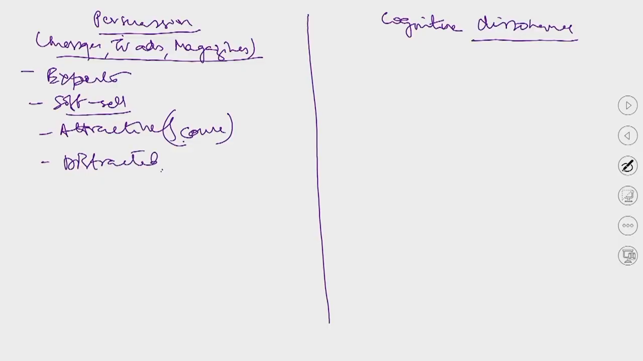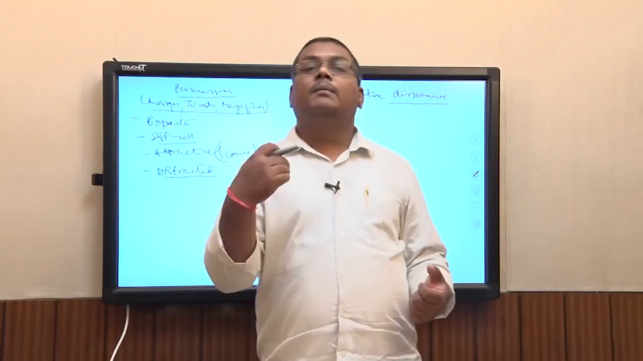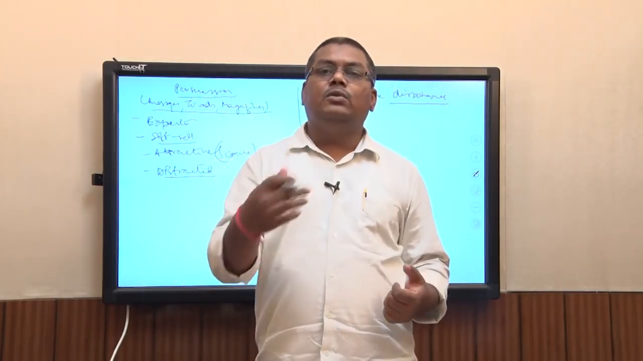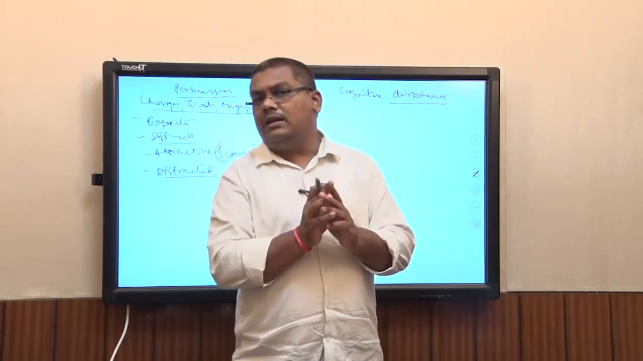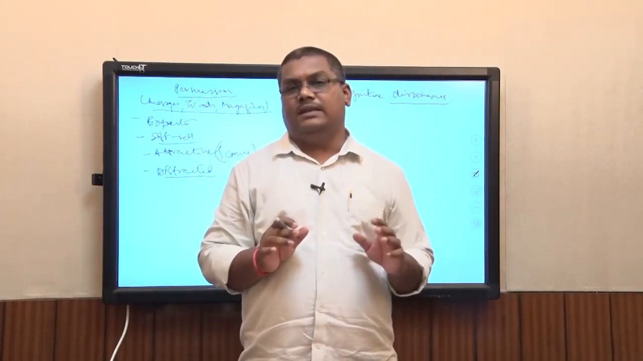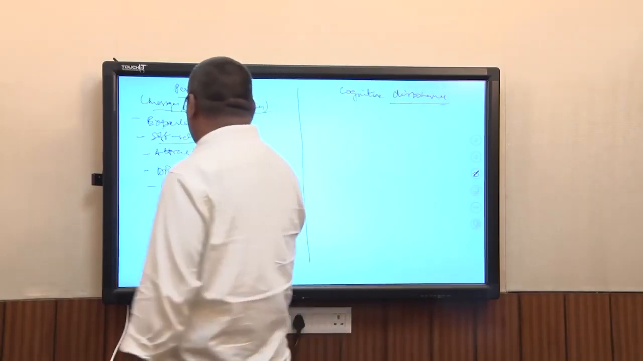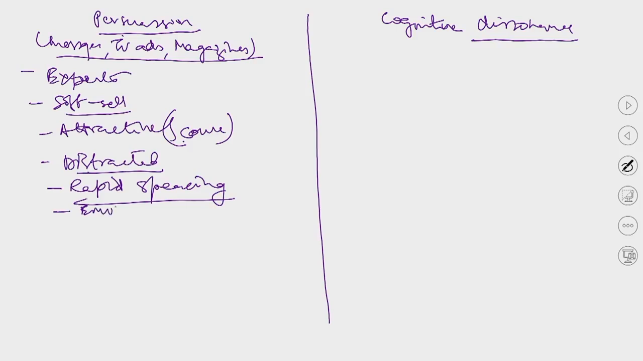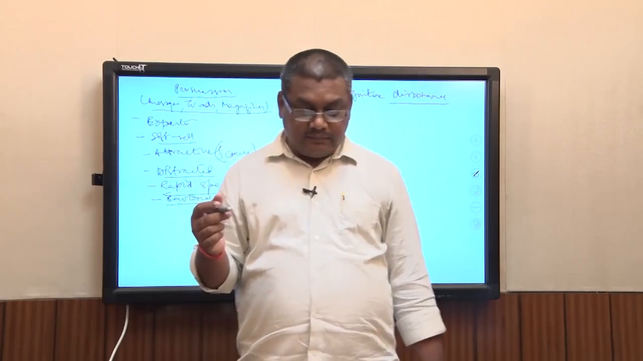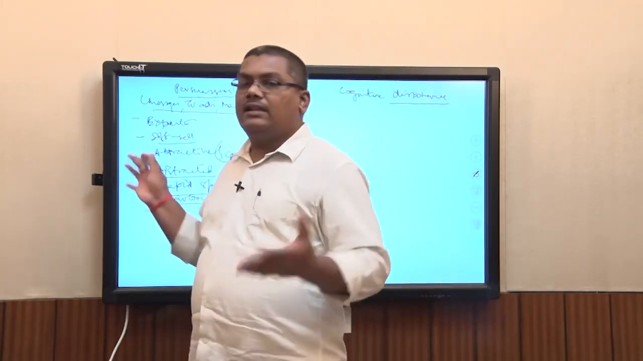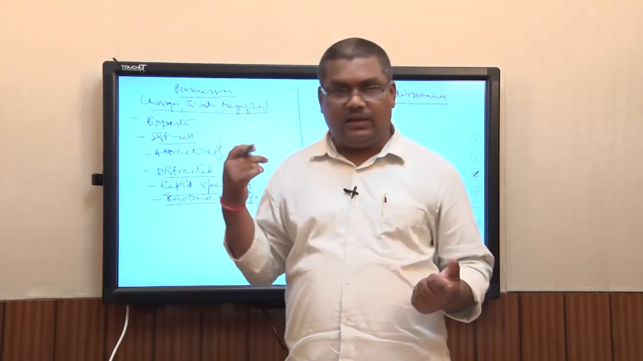Distraction. If people are distracted while they are gaining information about a particular product or piece of information, they are more prone to change attitude than people who are concentrating on it. Also, rapid speaking. Amazingly, rapid speaking is one of the important factors which change the attitude of people. And emotional messages. Emotional messages change attitude faster than non-emotional messages. So, these are some of the factors which can persuade people to change their attitude, right?